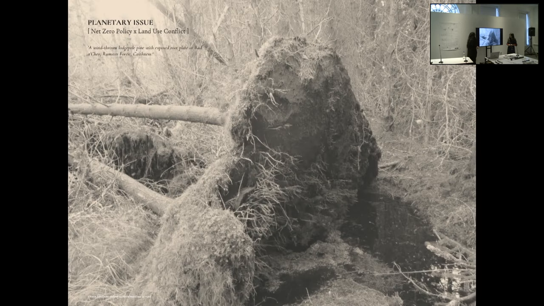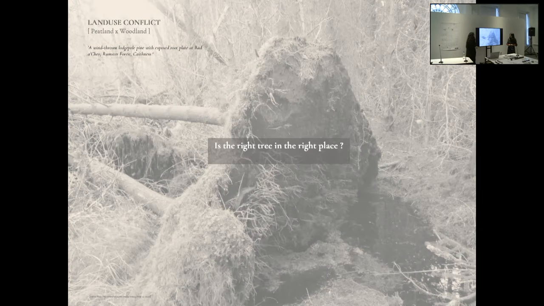And finally, catering to major land use conflicts. So we question, are these projects adapted to actual site conditions? And is the intersection of trees with other land uses still valid to achieve net zero?